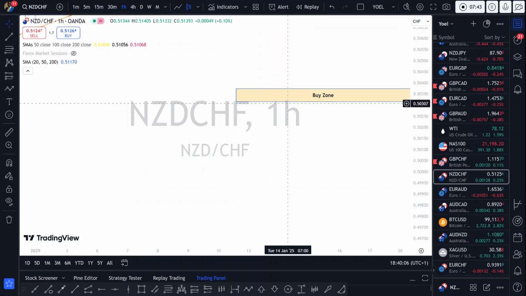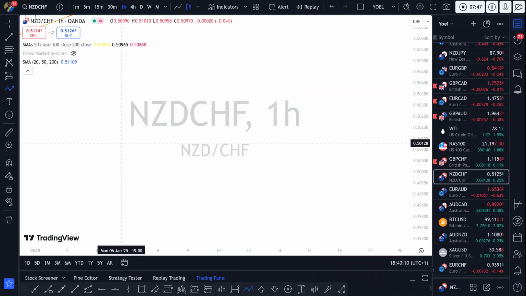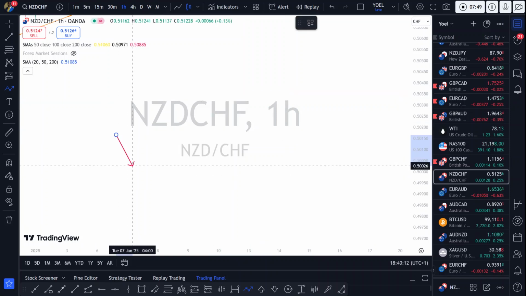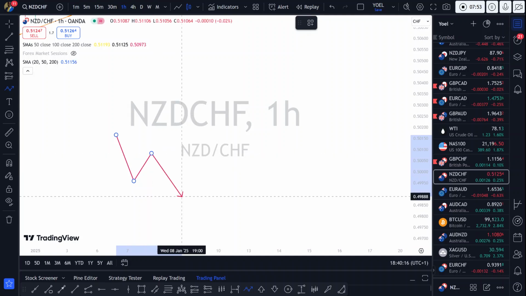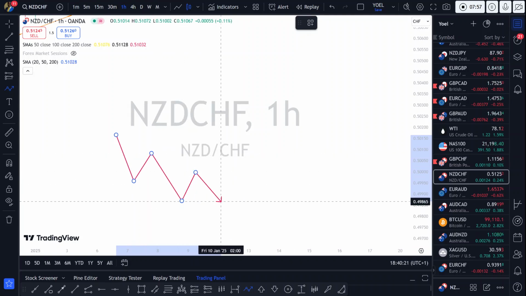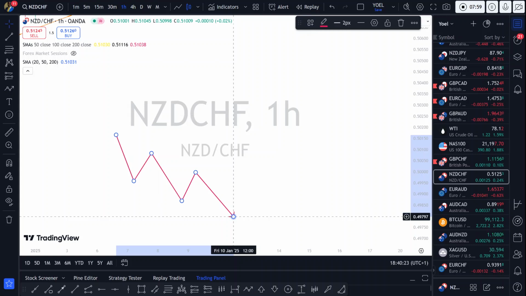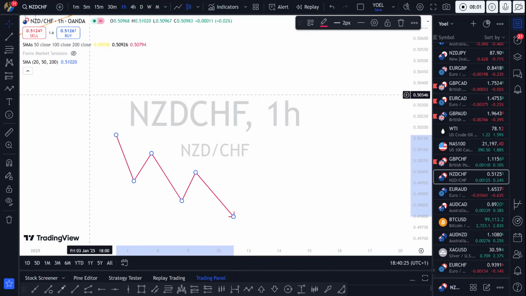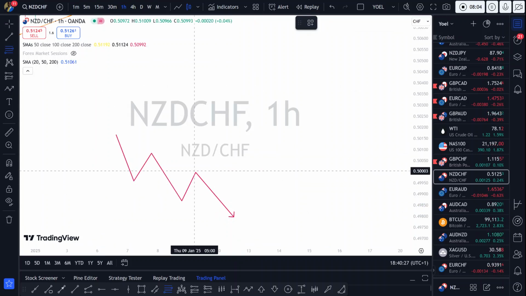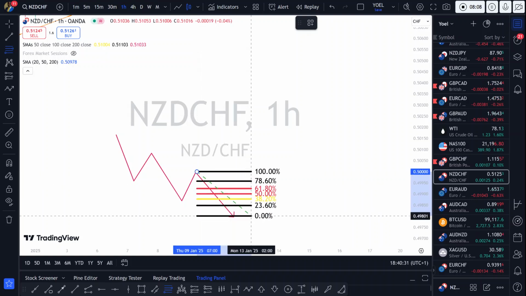Then the same thing applies in a bearish market profile. In a bearish market situation, we are looking for something like this. And then I'm using my Fibonacci retracement from up to down. Then I'm marking out that area.